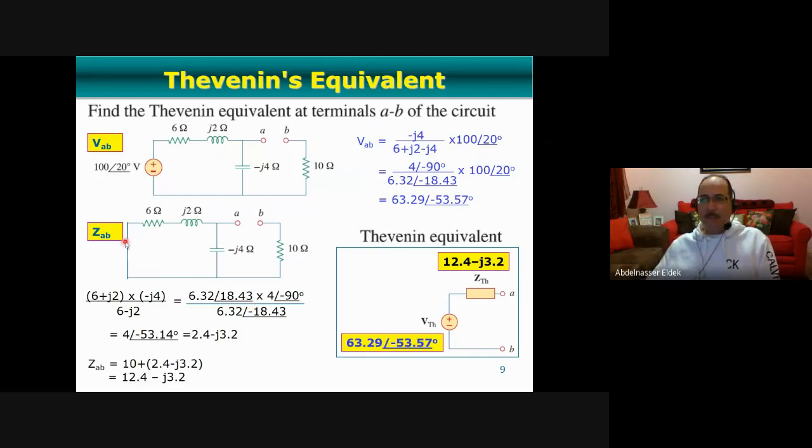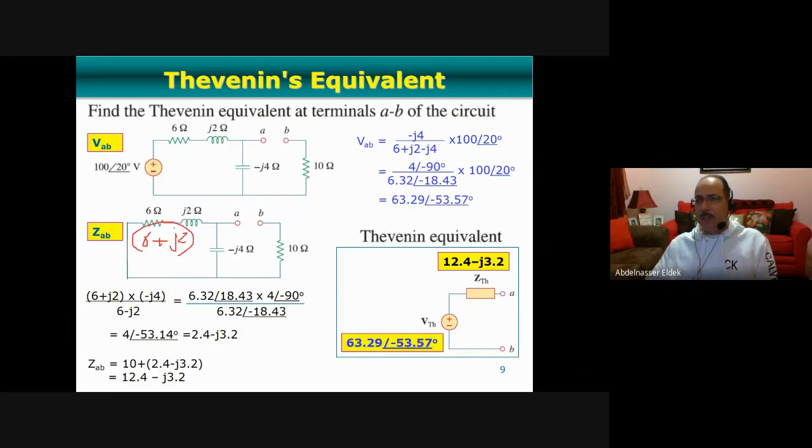What about the Thevenin impedance? For this, you turn off the source. So the voltage source is a short circuit. There it is, short circuit, and you calculate the total impedance between A and B. So here you try to simplify the circuit step by step. If you have two elements in series or parallel, you can do that. So here, of course, what is this one here? This one is 6 plus j2.